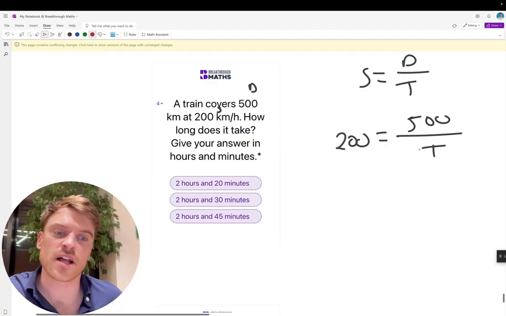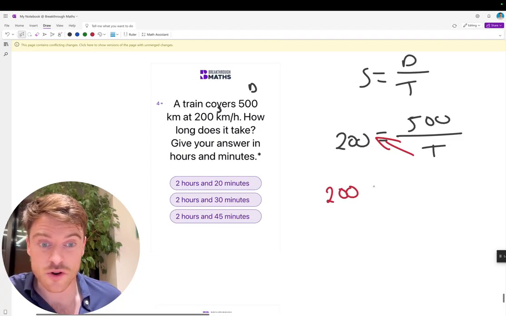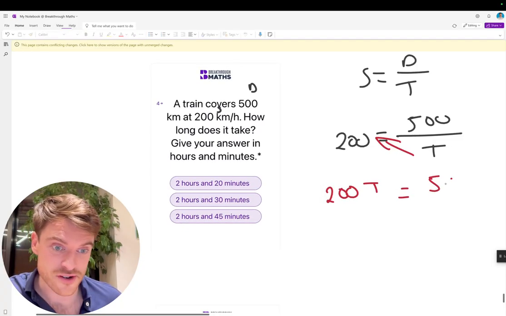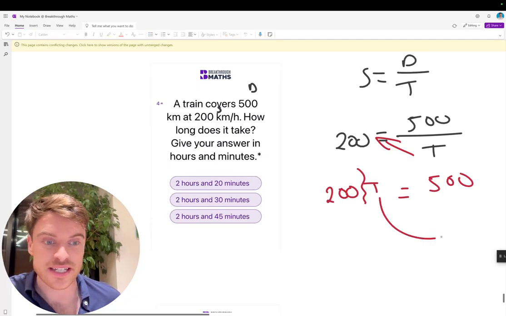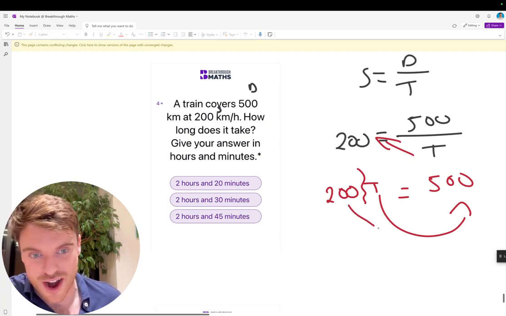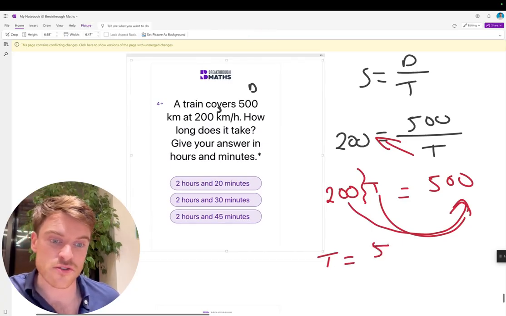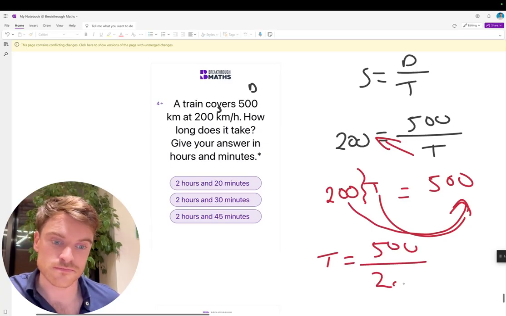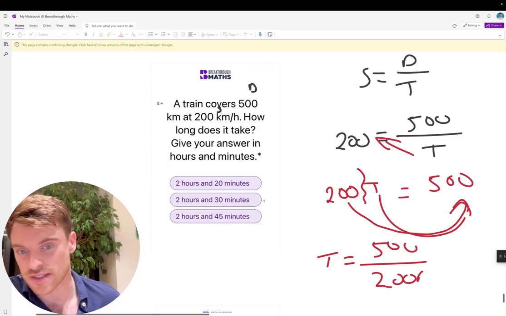So I often think of it like this: you look for t now. If you multiply this, this is actually basic algebra. It becomes 200t is equal to 500. Because the 200 is attached to the t, you bring the 200 underneath. Your answer is t is equal to 500 divided by 200. So that works out as 2.5, and 2.5 hours is the answer here.